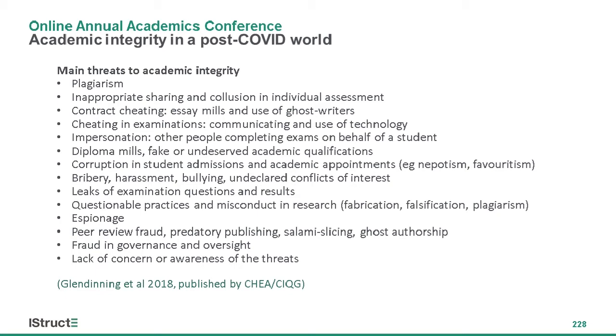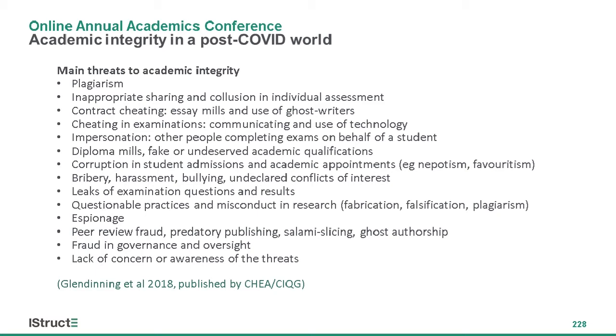Peer review fraud, predatory publishing, salami slicing, and ghost authorship. All of these things are problematic. We rely on peer review to ascertain whether research papers are good and sound and reliable. If there is fraud in the peer review process, then we have to doubt whether all academic papers, regardless of what the journal is, are good. And we see lots and lots of examples of retractions due to people exposing problems with research and with the publication of research.